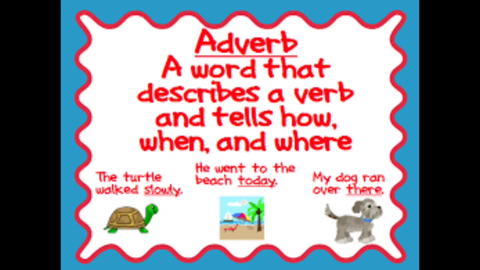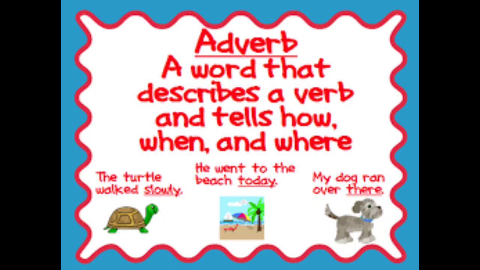Look at the next example for where. My dog ran over there. Where my dog ran? The answer is there. So, for the question where, it is an adverb. So, children, in these examples, the first one, slowly, describes an action, how the action happened. The next example is the example for when the action happened, when the action took place, and the third example is the example for where the action happened.